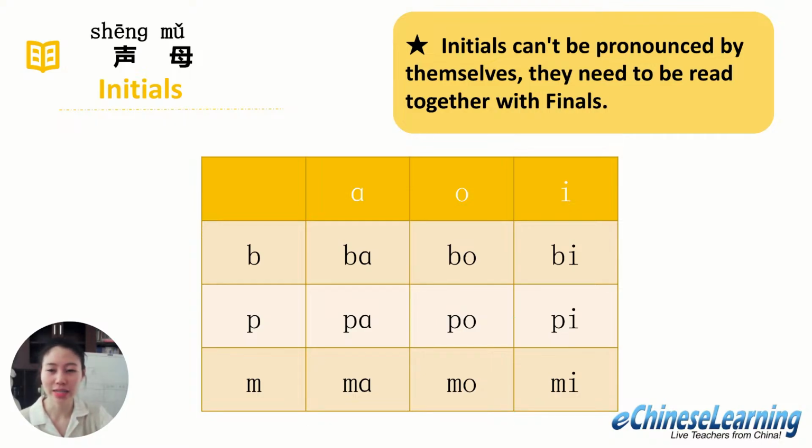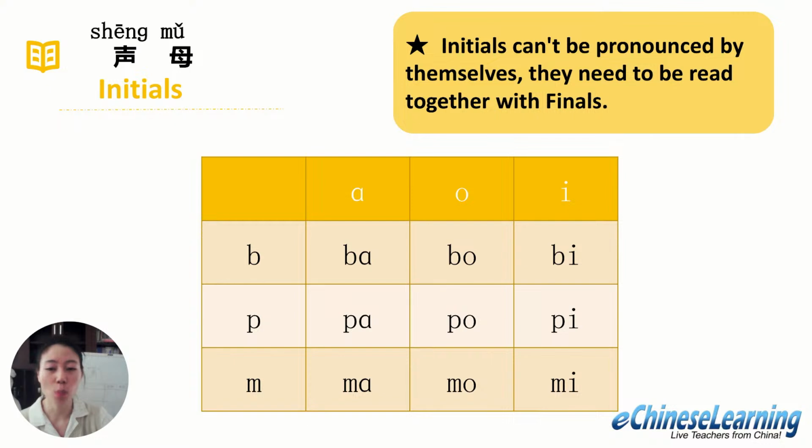Okay, so now let's put the initial and the final together. Try to pronounce. For the first one, the first initial is bo, right? So the final will be a. So together, bo a, ba, ba. That will be the pronunciation for the first pinyin. Ba.